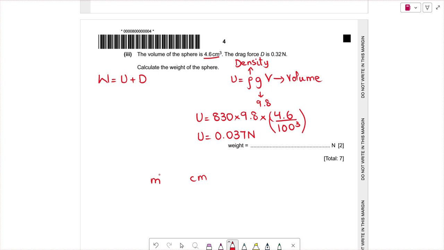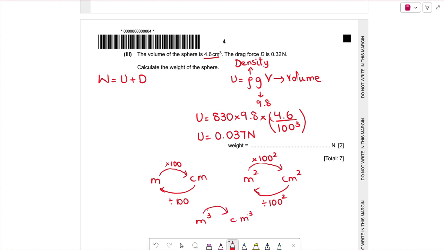Now just remember: when we convert meter into centimeter, we multiply by 100. When we convert from centimeter to meter, we divide by 100. If it's meter square to centimeter square, we multiply by 100 square, and to convert centimeter square into meter square, we divide by 100 square. The same goes for cubic. To convert meter cube to centimeter cube, multiply by 100 cube, and to convert centimeter cube to meter cube, divide by 100 cube.